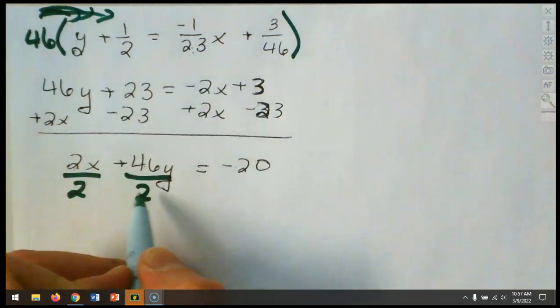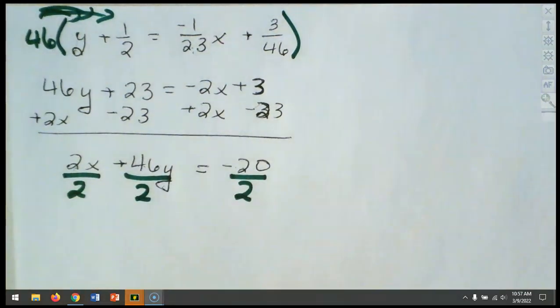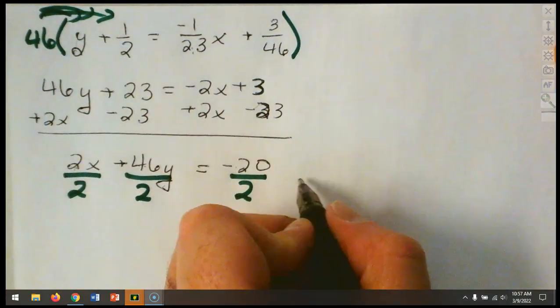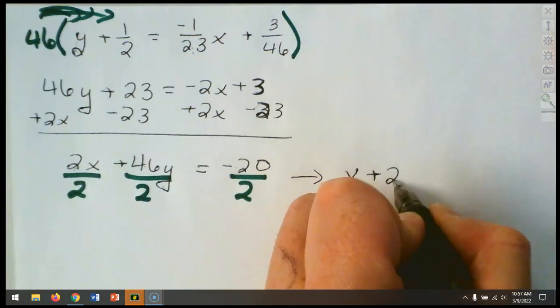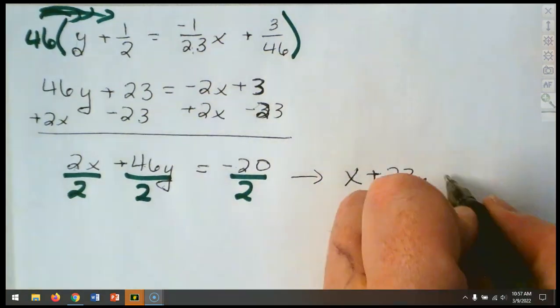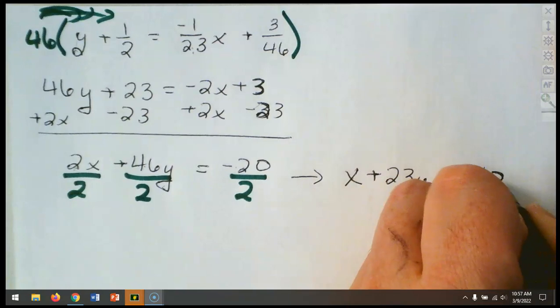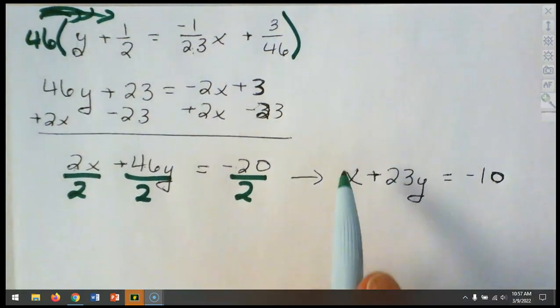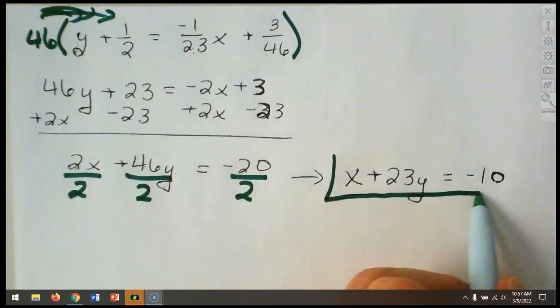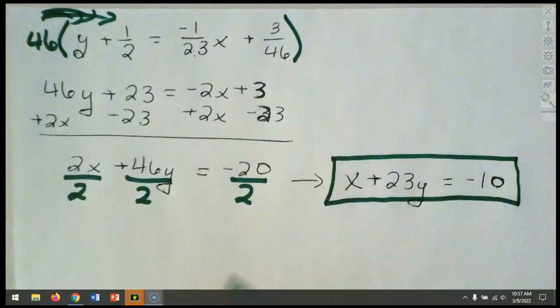So I'm going to divide everything by a 2. All the others will never happen because we didn't have to clear fractions twice the same way. So if it's got fractions, you're going to have to probably reduce it at the end. And that gives you then x plus 23y equals a negative 10. And that is your final answer in standard form.